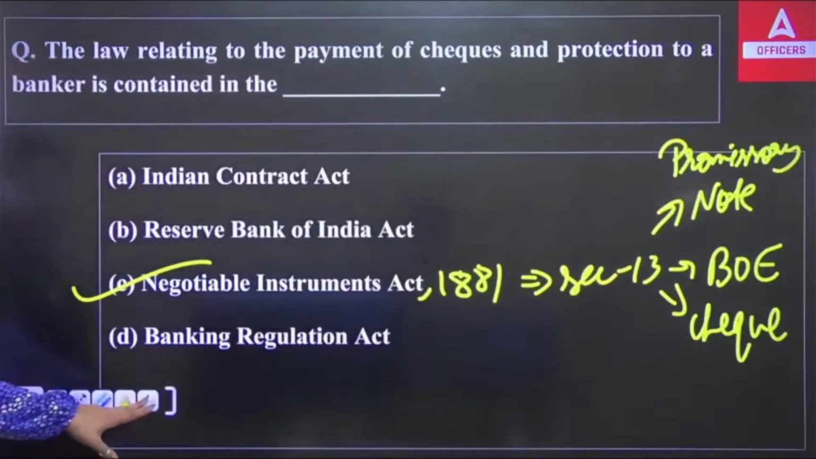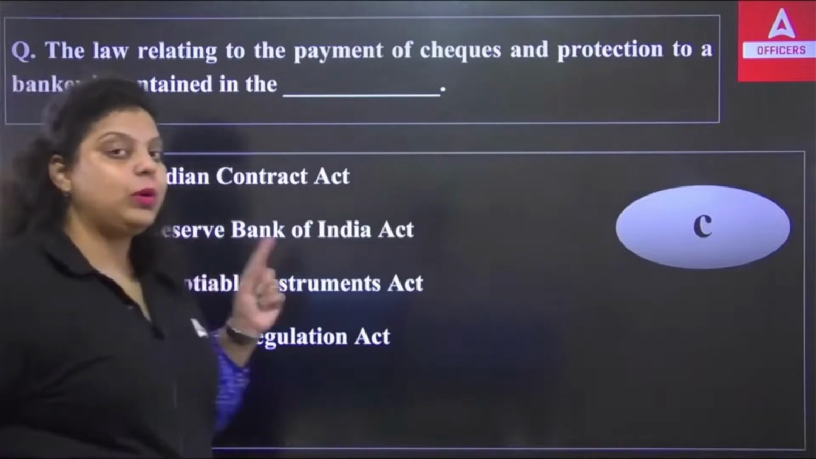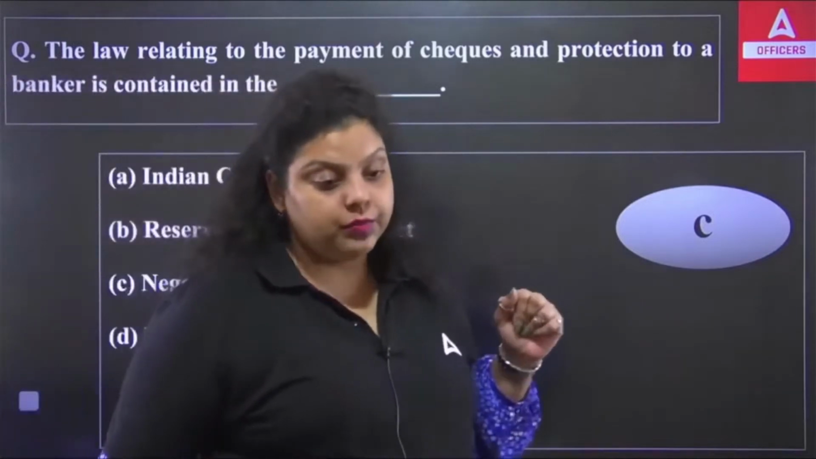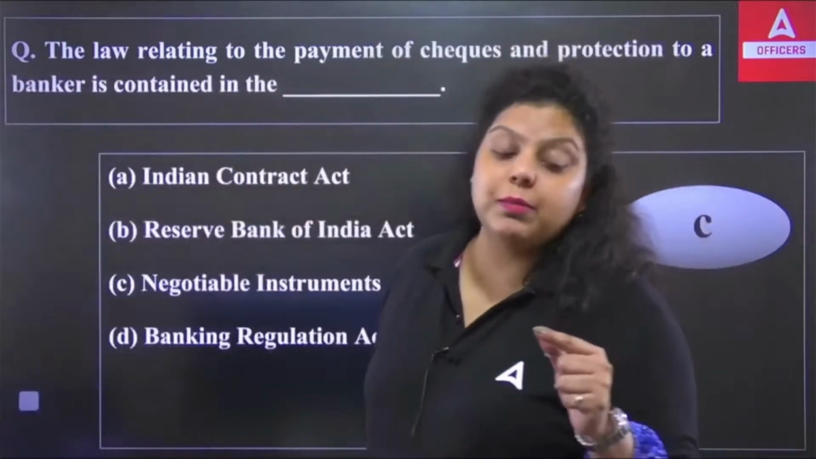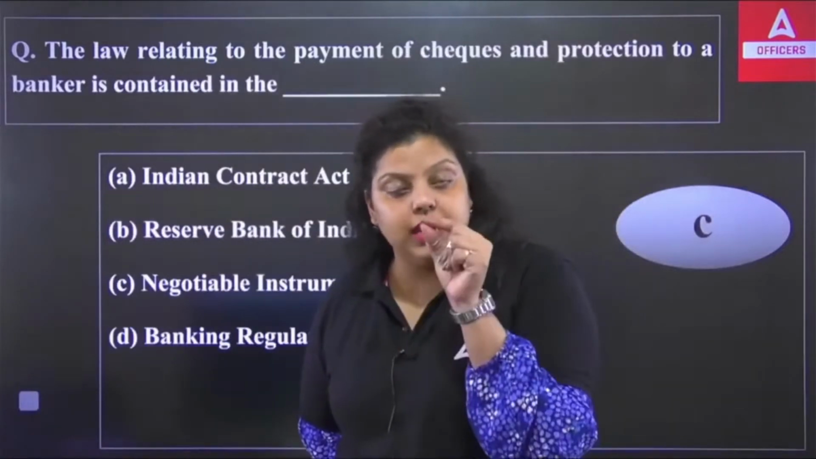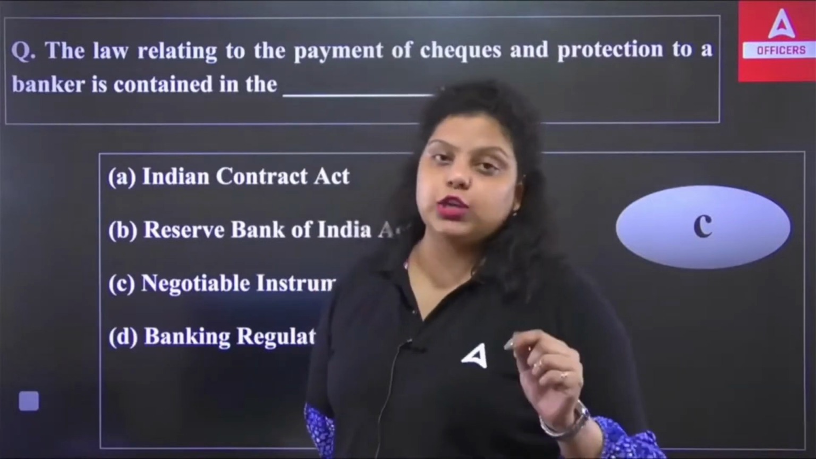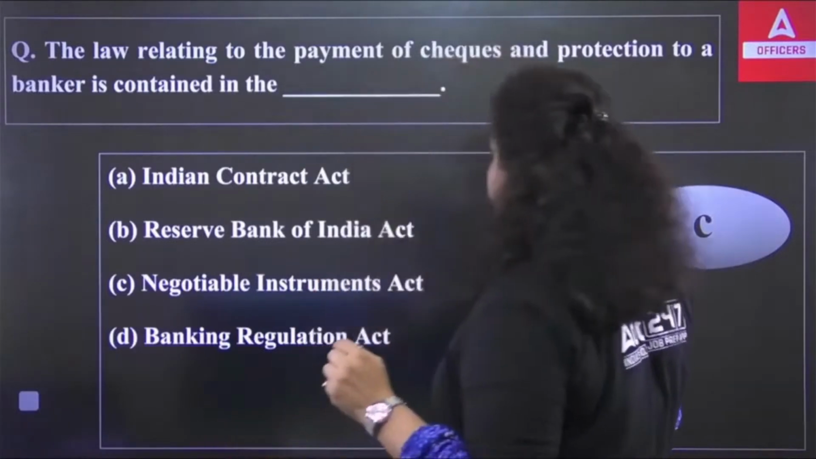Clear? So the negotiable instrument talks about the what? The payment of check and the protection to a banker. So protection to a banker will be provided under section 131 of the Negotiable Instrument Act. And to which particular banker? To the collecting banker. In case of check protection, in case of collection of a check, the protection will be given to the collecting banker in section 131 of the Negotiable Instrument Act.